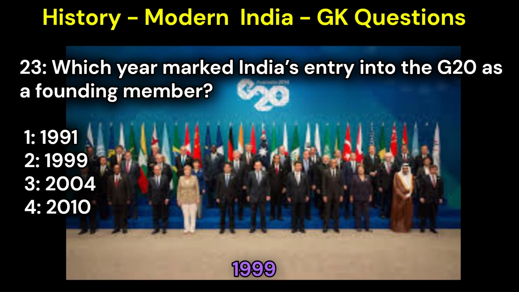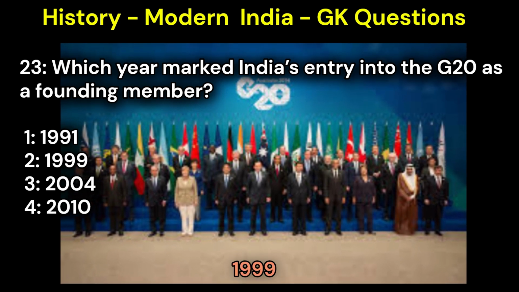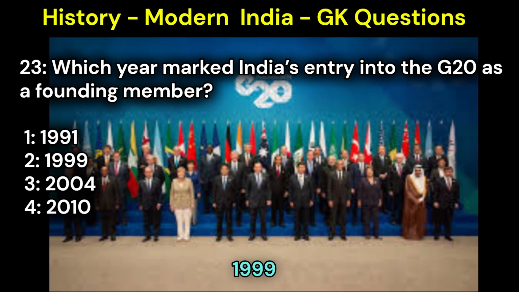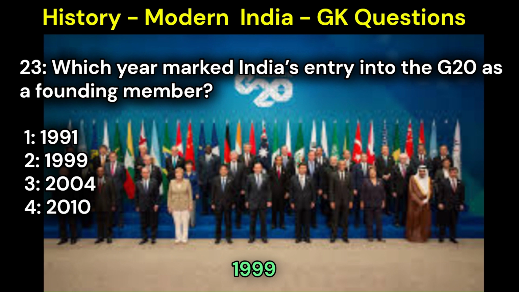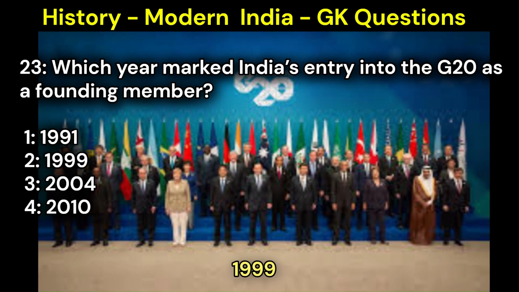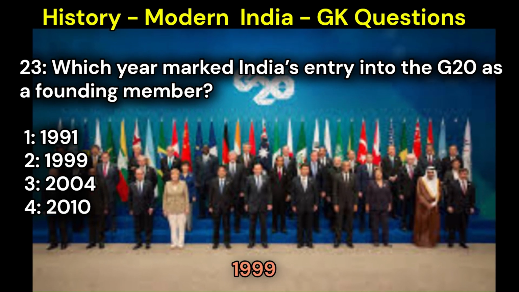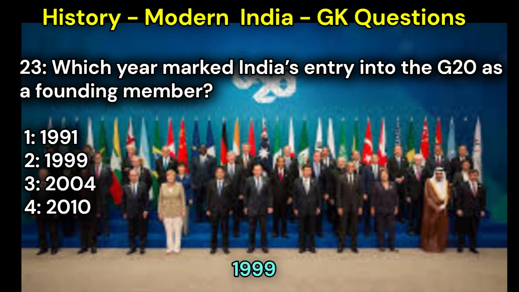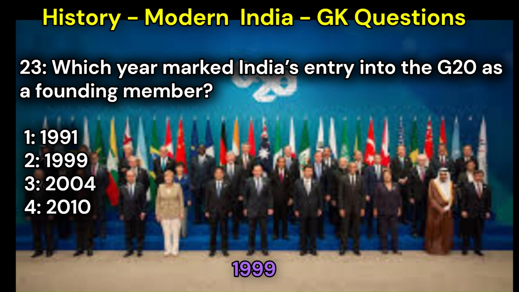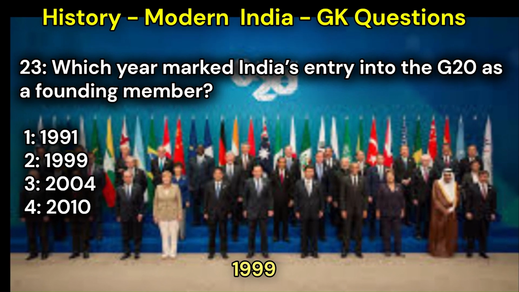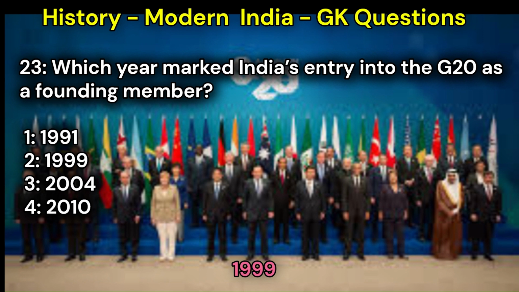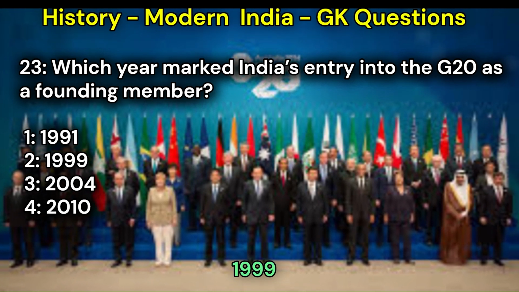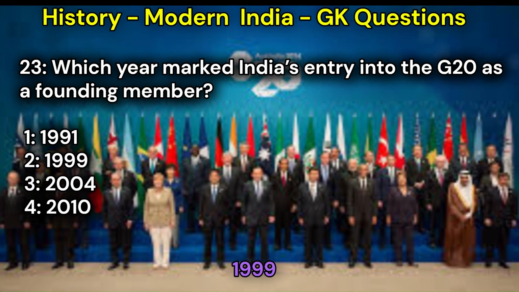Explanation: India became a founding member of the G20 in 1999 when the group was established to address global economic issues post the 1997 Asian financial crisis. Initially a finance ministers forum, it elevated to leader summits in 2008. India's inclusion reflected its growing economic clout, especially after 1991 reforms, and it hosted its first G20 summit in 2023, showcasing its global diplomatic role.